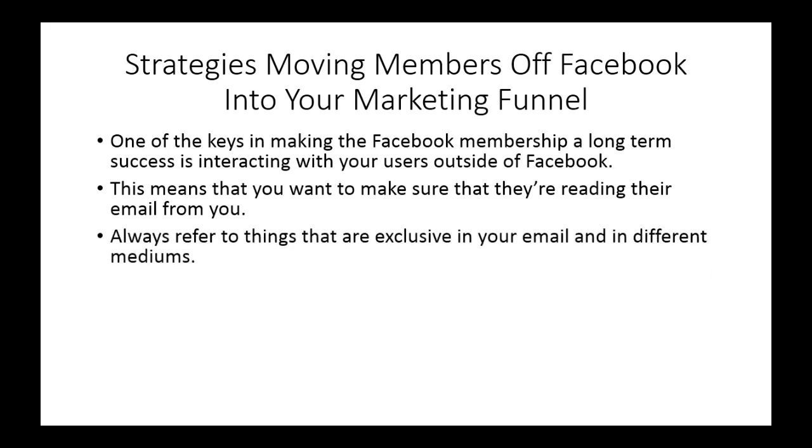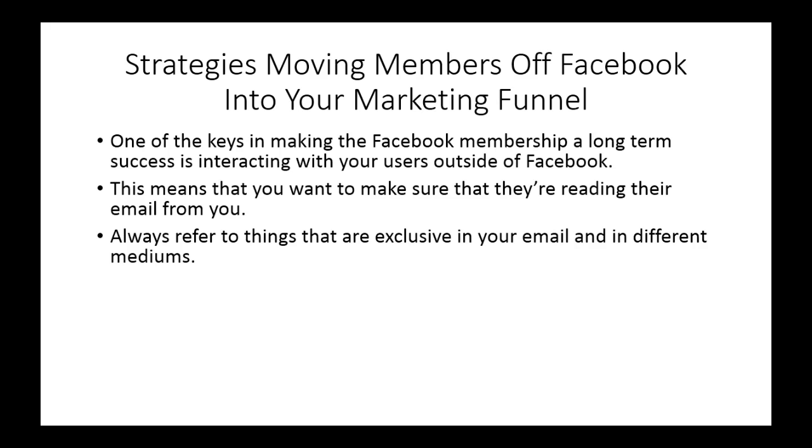Now, one of the ways that you're going to do that is, even while you are having discussions on Facebook, always refer to things that they can only find exclusively in your email and in different mediums. So in other words, you want to talk about some of the things and assume in your conversation that they've already gotten it. If they don't have it, you want them to say, well, hey, if you don't have it, all you've got to do is go over to this email address or go over to this website and sign up for the email marketing list, and we'll get that content to you.